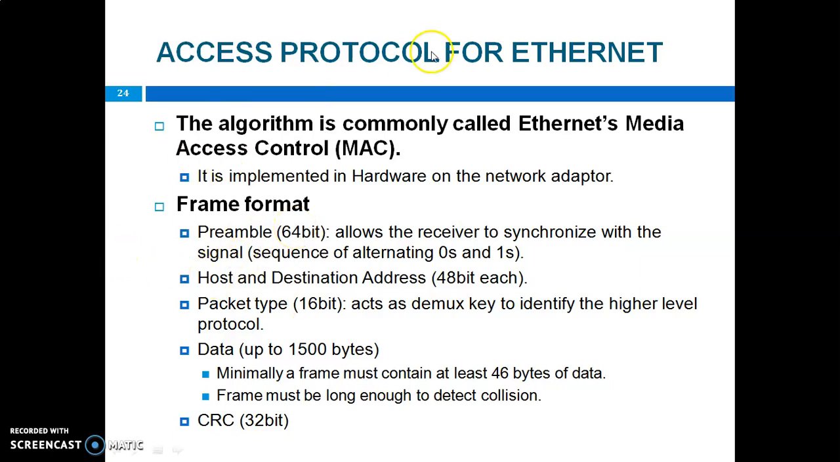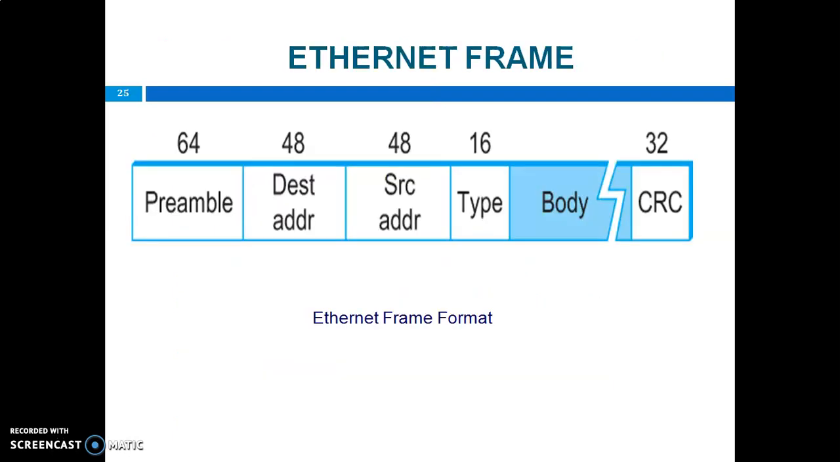Next we move on to the access protocol for Ethernet. For the access protocol, we mainly go with an algorithm, which we call Ethernet Media Access Control. We already know that it is implemented in hardware on the network adapter. So these are the things we have seen in the physical properties. Now, how is Ethernet working, what is the frame format, and how are frames sent with Ethernet.